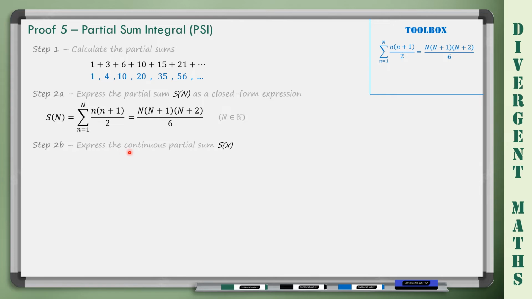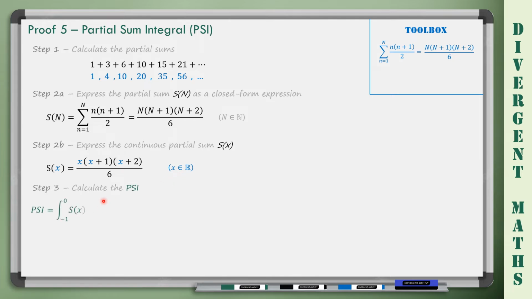Then we express a continuous partial sum S of x. So in that case, S of n is n times n plus 1 times n plus 2 over 6. We replace all the discrete variables with x being on a real line. Then we can calculate the PSI.